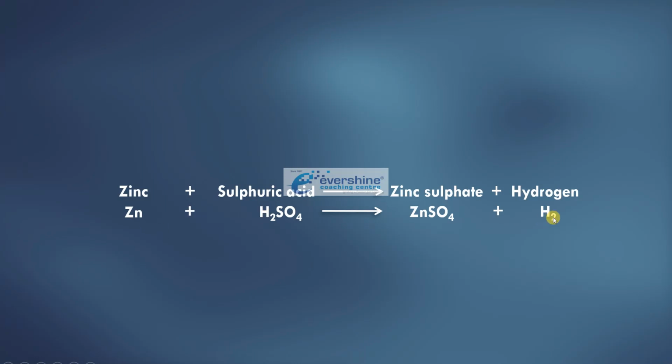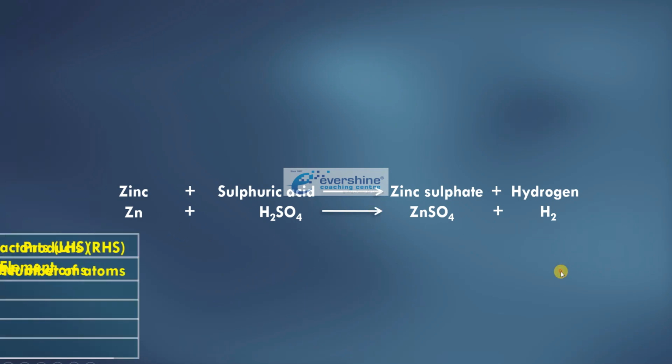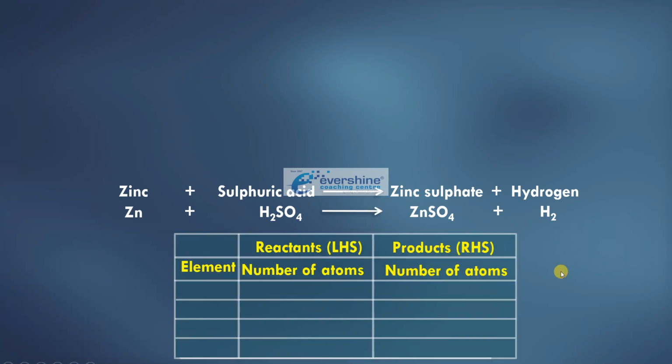So hydrogen remains as it is. Understood how to identify the chemical reaction? Good. Now let me see how to balance it. First you have to make a column and write all the names of the elements. What are the elements you can see? First we can see Zn.